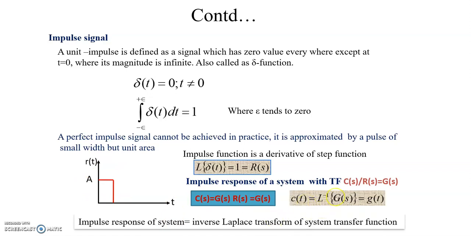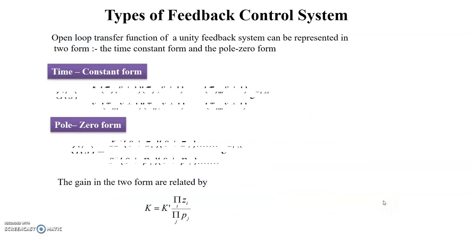This is for c of t, that is the inverse Laplace. So inverse Laplace of c of s is nothing but inverse Laplace of g of s. This is nothing but g of t.